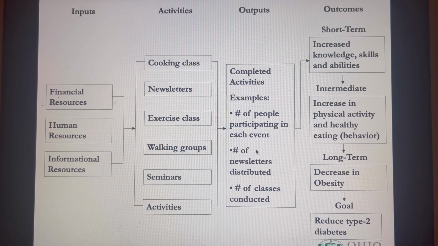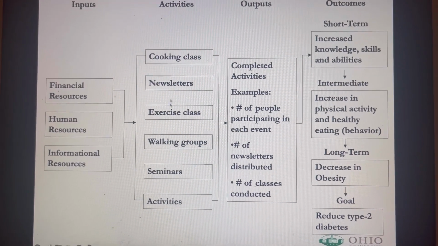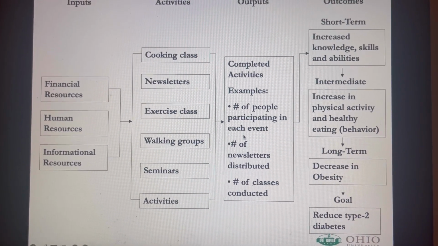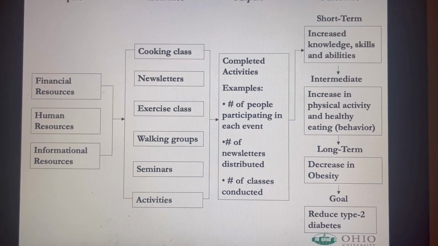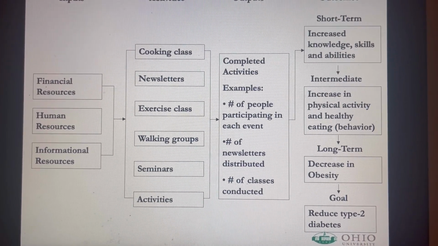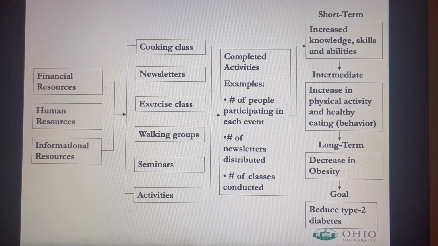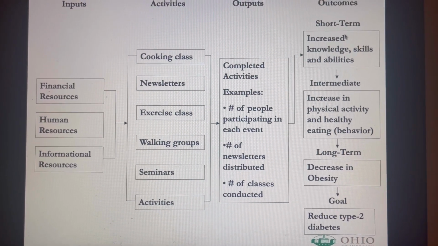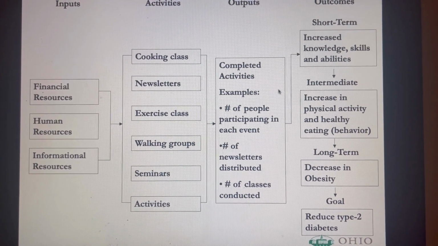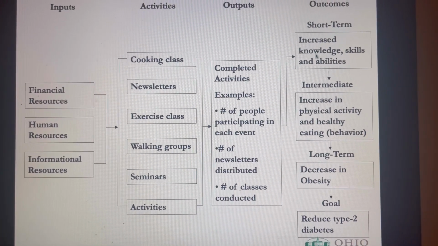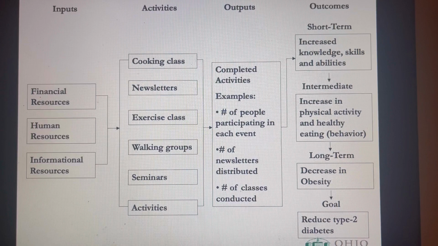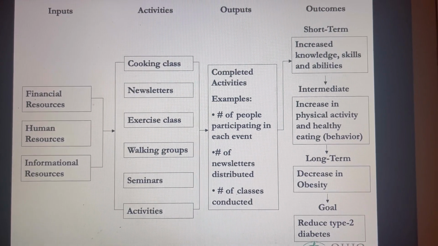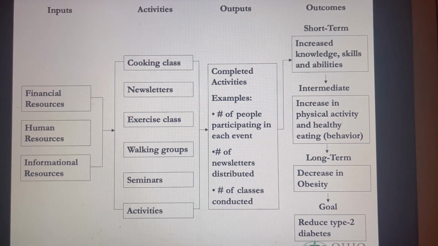So basically, activities is different from your output. Activities is the cooking class, what you're going to be having during your project. Then output, meaning what are the things you give them, the number of classes you conducted, number of people who participated in the event. And then this leads to your short-term outcomes. After conducting these activities, short-term outcomes deals with learning, changes in learning. So we say increase in knowledge, skills, and abilities to carry out physical activities and to eat healthy.